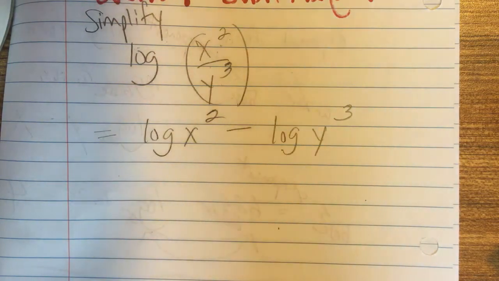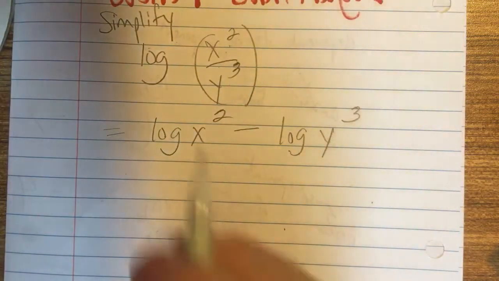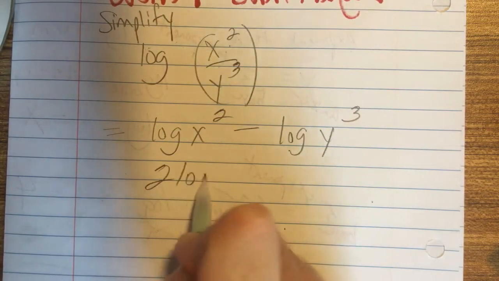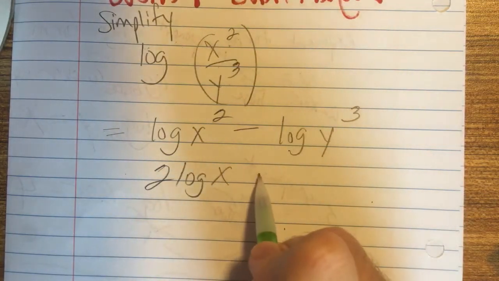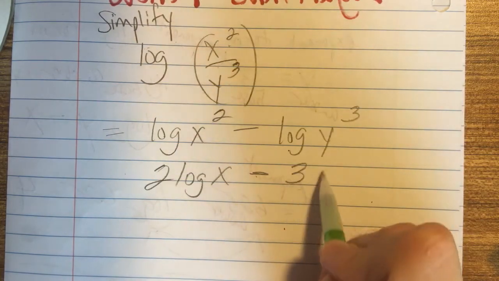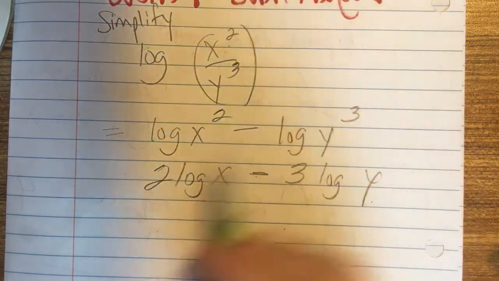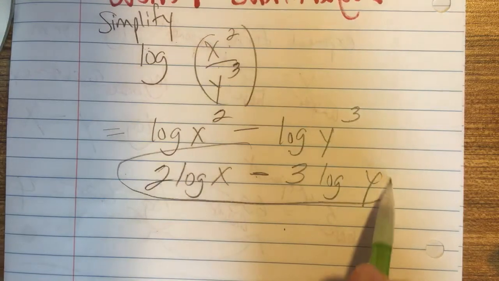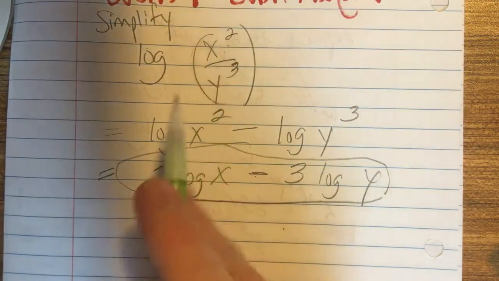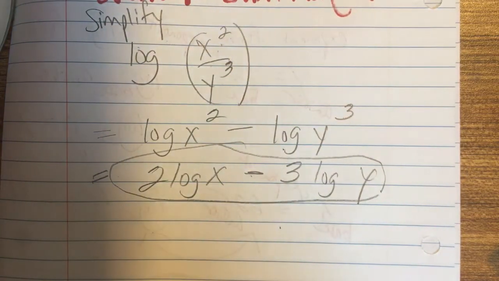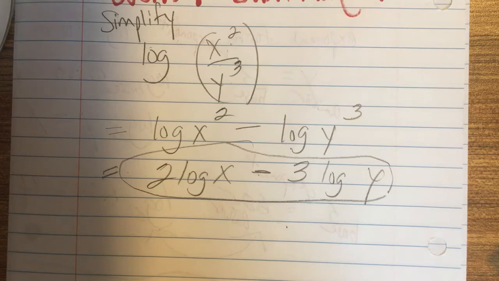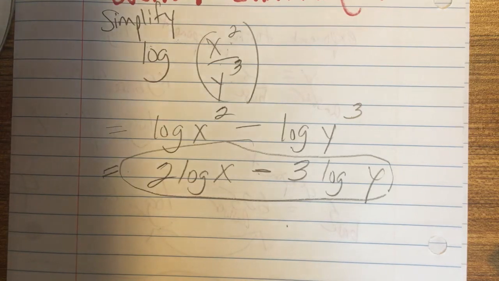Now we're going to take it a step further and utilize the power rule. So the exponent is going to drop down in front of the log of x in the first piece, minus the exponent of 3 is going to drop down and be multiplied by the log of y in the second piece, making 2 log x minus 3 log y the simplest version of that original expression. The order would matter in this case, since subtraction is not commutative.